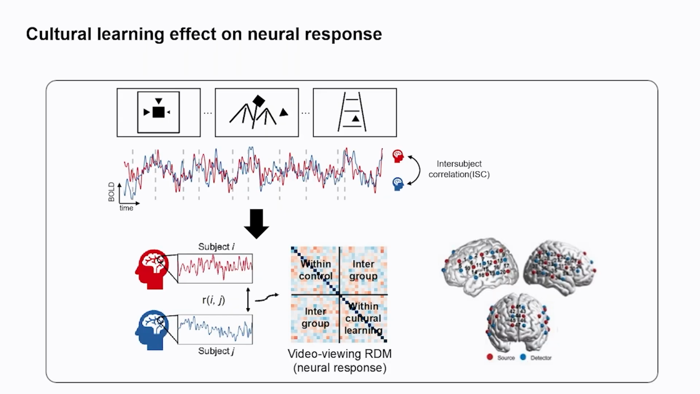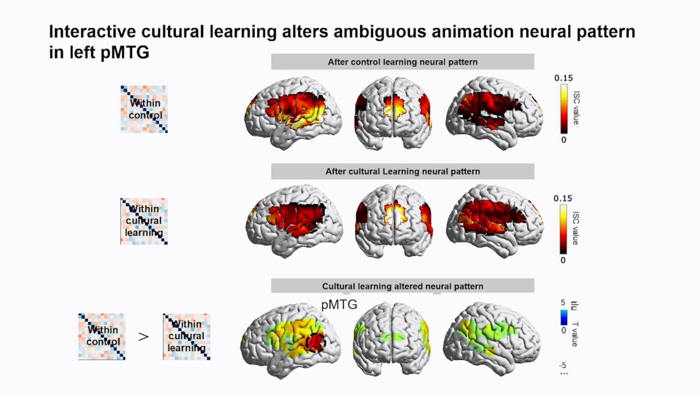And then we want to explore the effect of cultural learning on the brain. The analysis pipeline and the logic were the same as the behavior data before. The top one is the ISC neural pattern of the control learning group, which we think represents the default neural pattern of the Chinese to the ambiguous video. And we can see a stronger neural response in the MPFC and the left temporal cortex. And the middle one is the neural ISC pattern of the cultural learning group, and we can see only in the MPFC the neural response to the video is strong.